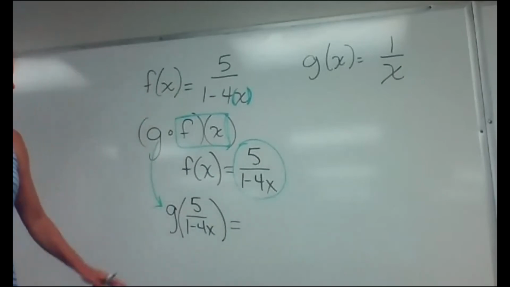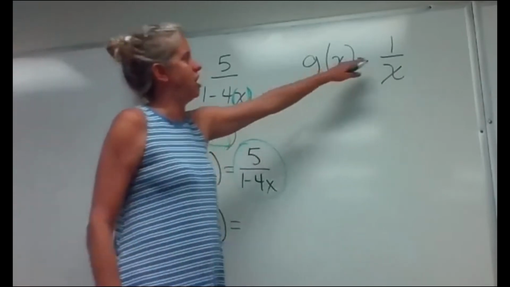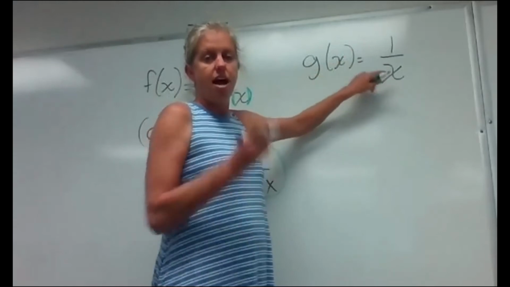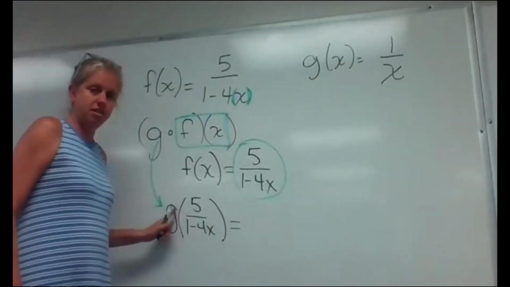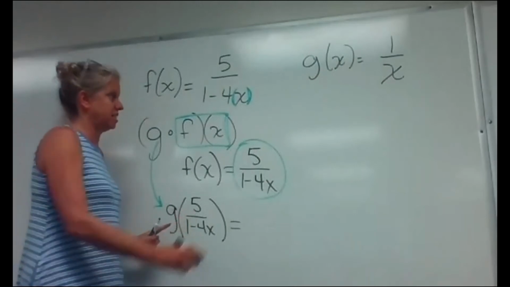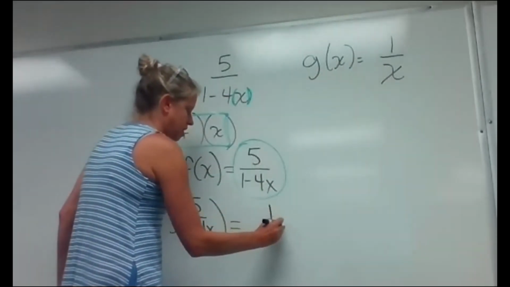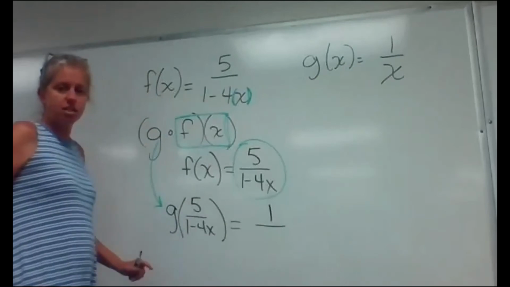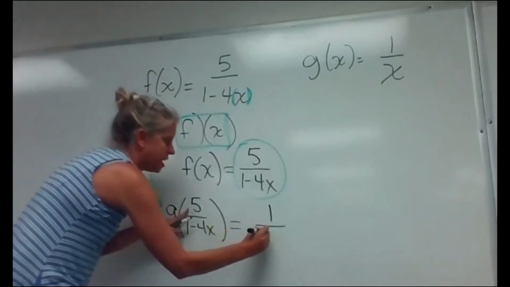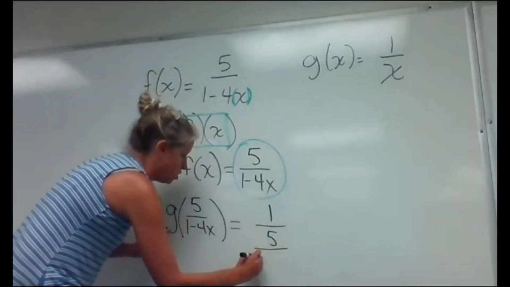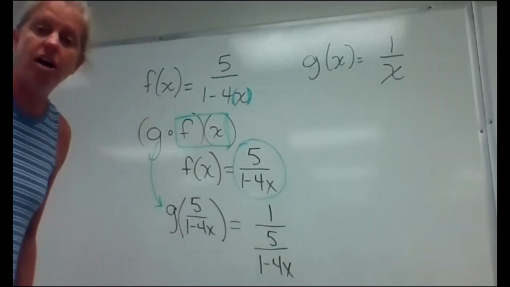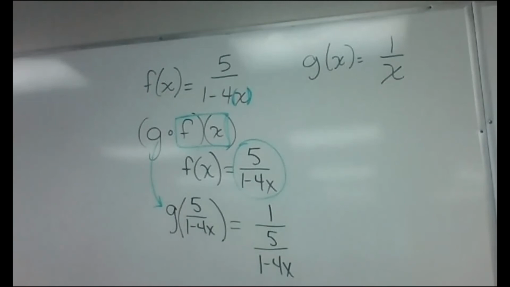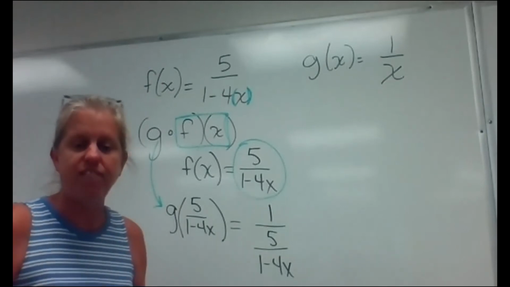So what does this tell me to do? It tells me to go to my g function, and wherever I see x, I write all this instead. So let's see. I have 1 over, instead of x being your denominator, is 5 over 1 minus 4x. So once again, that fraction is too complicated. It wants me to simplify it.